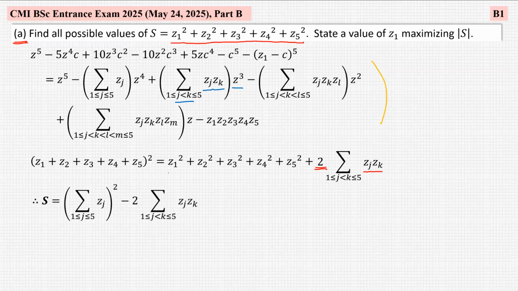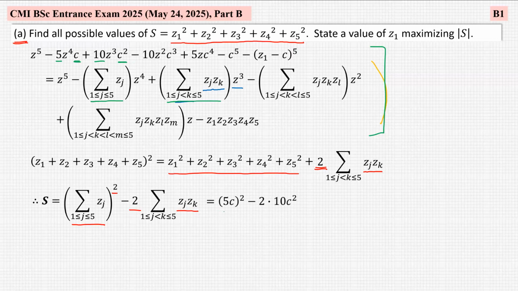Therefore, S, the sum of the squares of the roots, can be expressed as the sum of the roots squared minus 2 times the sum of products of 2 different roots. And if we compare the coefficients, the sum of the roots is 5 times c, and the sum of the products of 2 different roots is 10 times c squared. So we have 5c squared minus 2 times 10c squared, which gives the result negative 5c squared, or negative 5 times (6 plus 8i) squared.